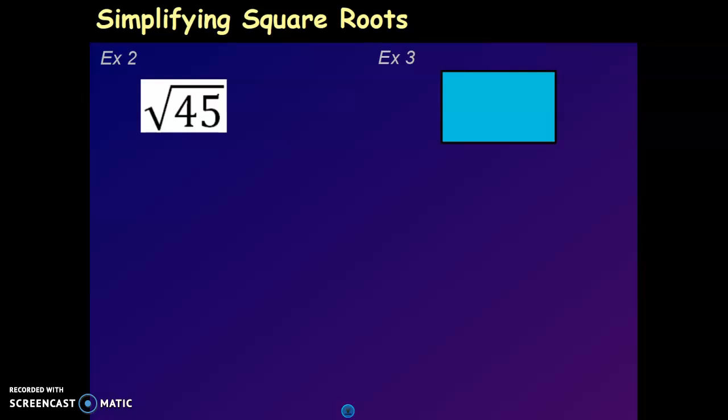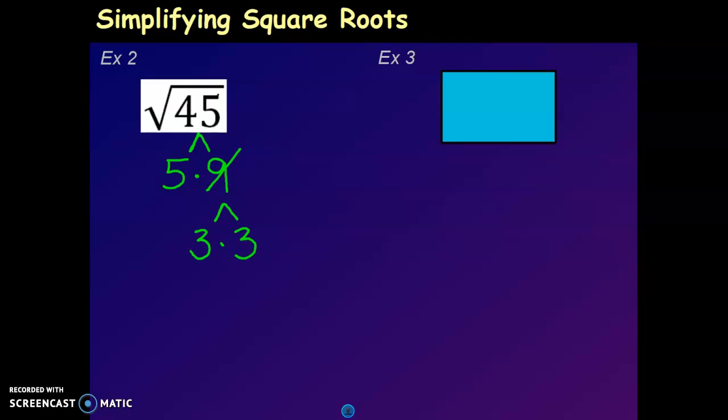So let's look at example 2. Remember, we start by making a factor tree. So what times what multiplies to 45? Well, that could be 5 times 9. 5 is prime, so it does not break down, but 9 can be factored, so I'm going to cross it out. And I know that 9 is 3 times 3.